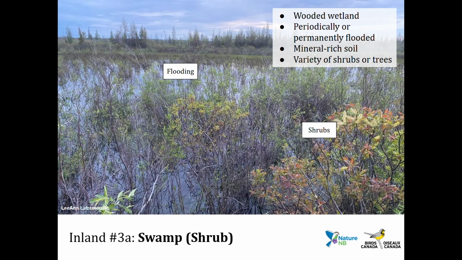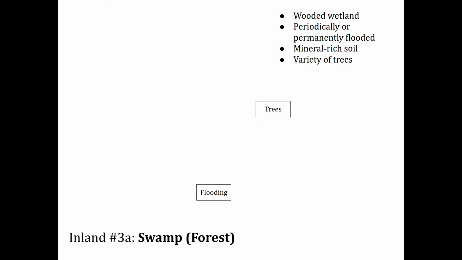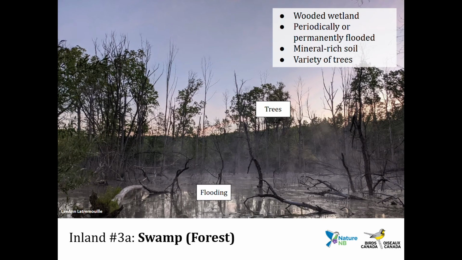The third type of inland wetland is swamp, which is also known as a wooded wetland. So these are periodically or permanently flooded, and they have mineral-rich soil, and they contain a variety of shrubs or trees. So one subtype is the shrub swamp, which again has those lower growing woody shrubs. And then you also have forest swamps, which have a variety of trees growing.